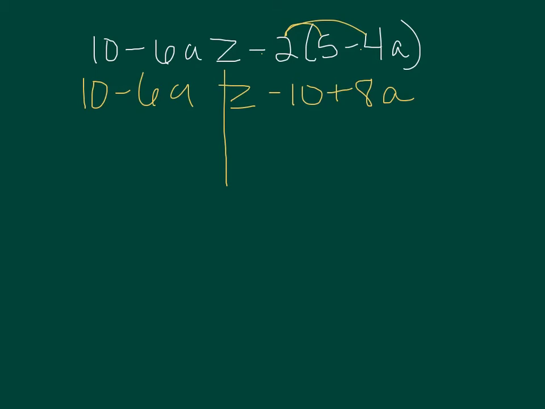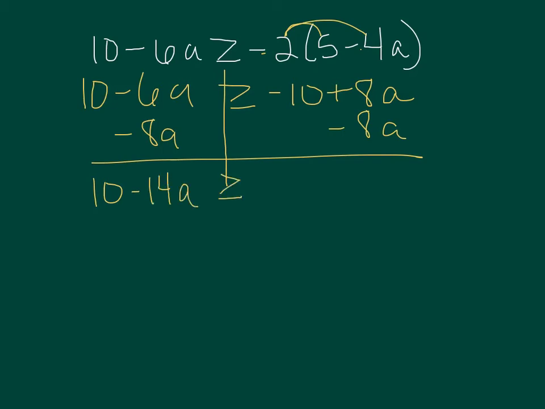Alright, now I'm going to move. I'm going to bring my 8a over, so I'm at negative 8a. Okay, so I have 10, negative 6a minus 8a, okay, is negative 14a. Greater than or equal to negative 10. Okay. Now I'm going to move this 10 over, because remember, variables on one side, numbers on the other. So I have negative 14a is greater than or equal to negative 20.